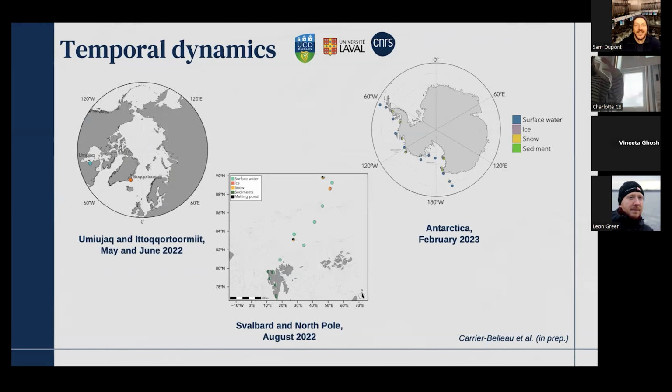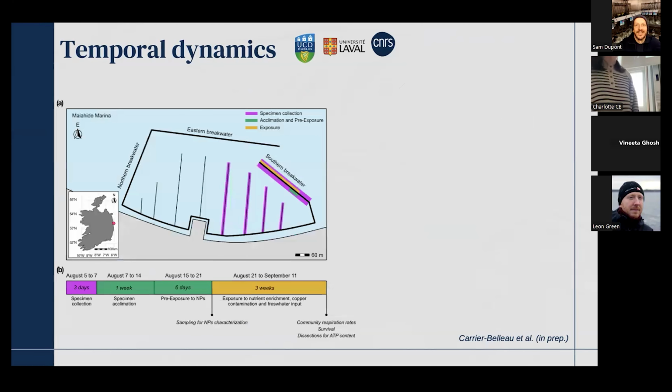So keeping in mind that nanoplastics are everywhere, which is not a surprise, we still needed to show the type of nanoplastics and what concentration. I came back to do this experiment in Dublin, looking at the blue mussel because we were working with indigenous communities and they had a particular interest in the blue mussel. So what we did is a pre-exposure to nanoplastics for 6 days, and then an exposure to multiple stressors, so nutrient enrichment, copper contamination, and freshwater input for 3 weeks.